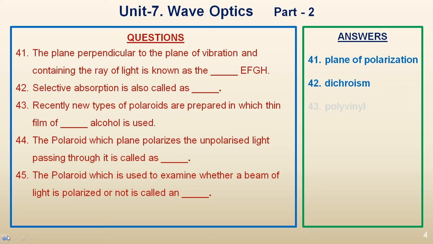Question number 44. The polaroid which plane polarizes the unpolarized light passing through it is called as the polarizer. Question number 45. The polaroid which is used to examine whether the beam of light is polarized or not is called an analyzer.